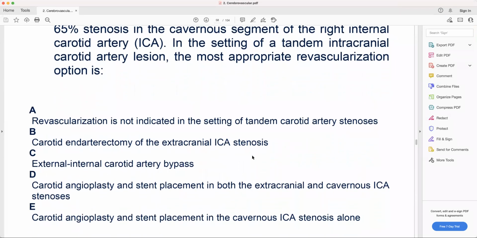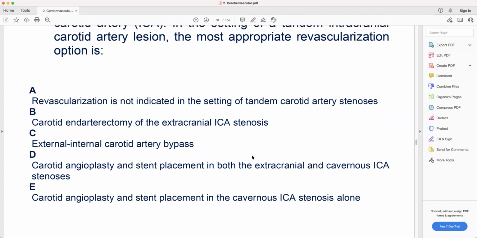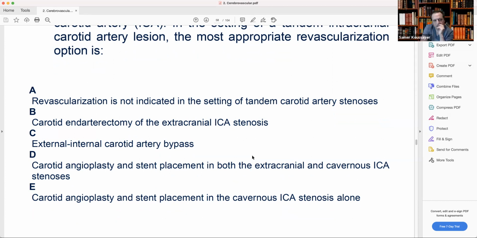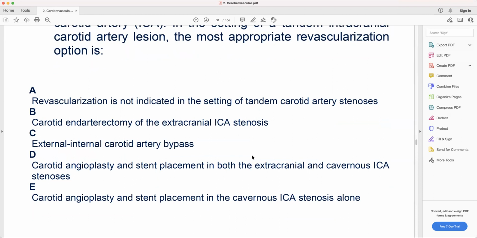So next one. Carotid endarterectomy of the extracranial internal carotid artery stenosis. Yes, this is the only thing I will do. Next, external to internal carotid artery bypass. By default this is wrong. No. Carotid angioplasty and stent placement in both extracranial and cavernous ICA stenosis. No. And carotid angioplasty and stent placement in the cavernous ICA stenosis alone. Also no. So no.